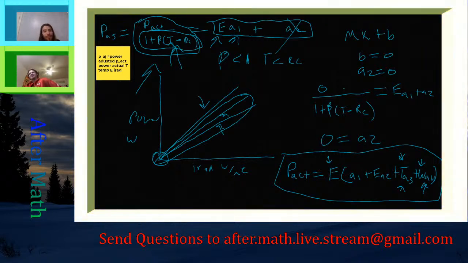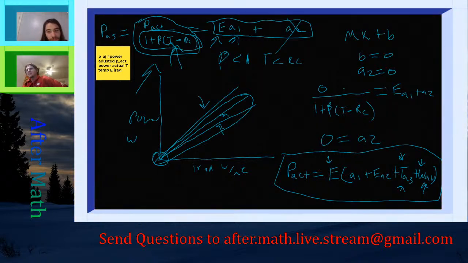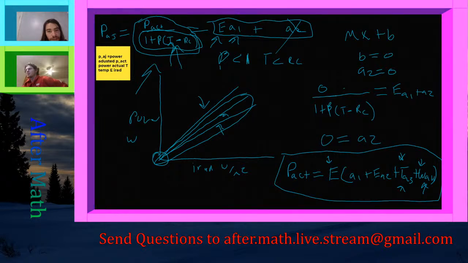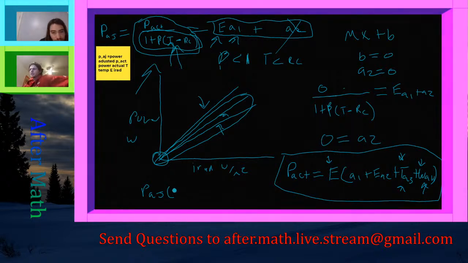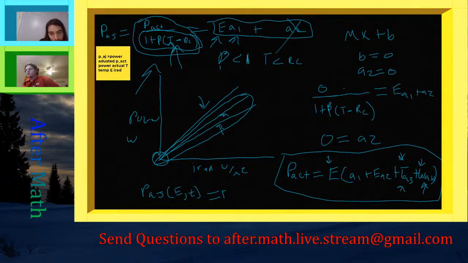Did you Google that equation? I have not Googled that equation. Maybe I should. But here's my biggest concern, Jaden. According to this, power adjusted is going to be a function of E, comma T. And this is somehow equal to an equation that is just a function of E.